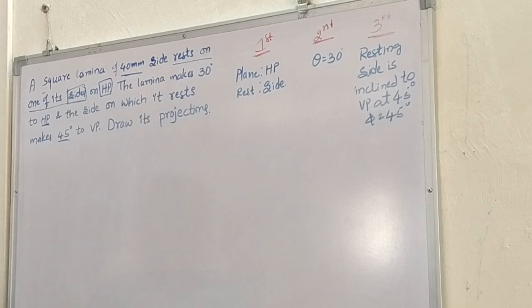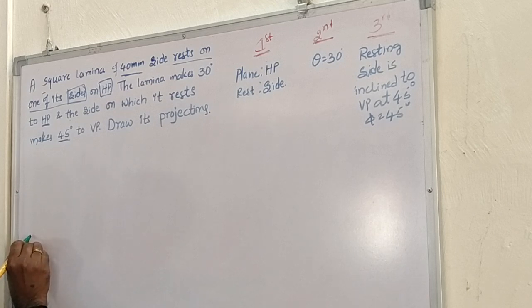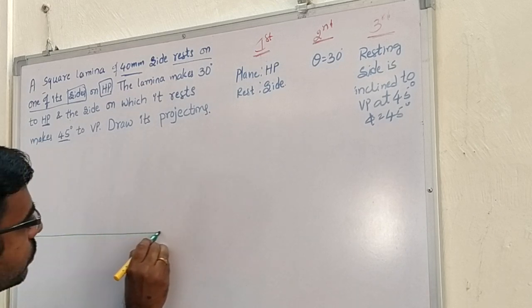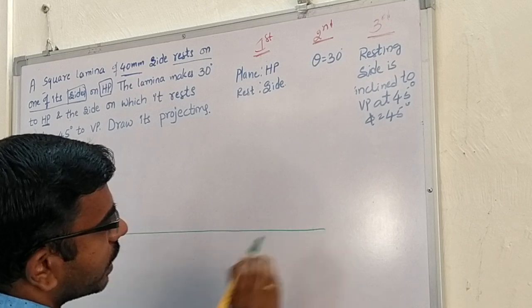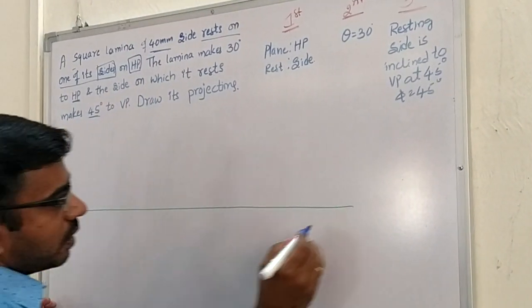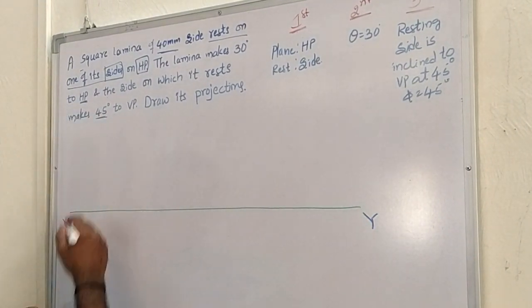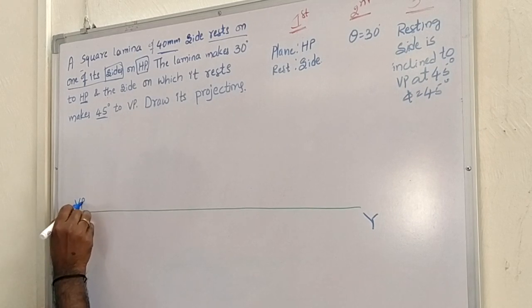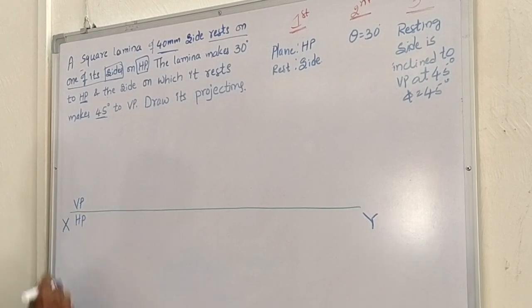First, we draw the horizontal XY line. I am going to draw the horizontal XY line. Now I will write X and this is Y. Above the XY line is the vertical plane, below the XY line is the horizontal plane.